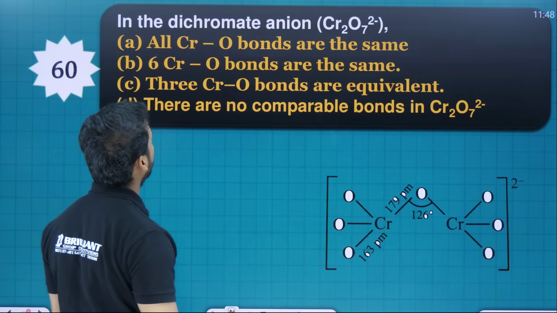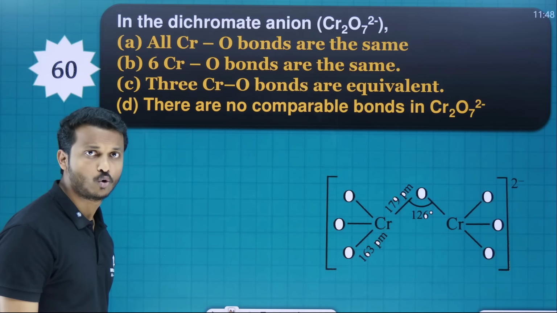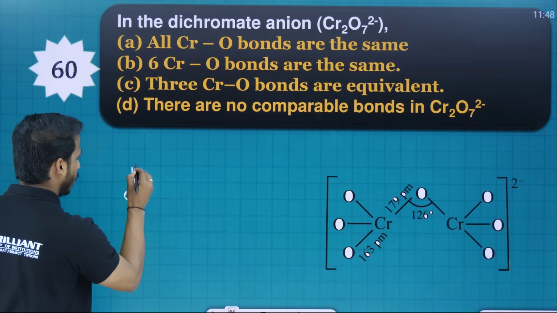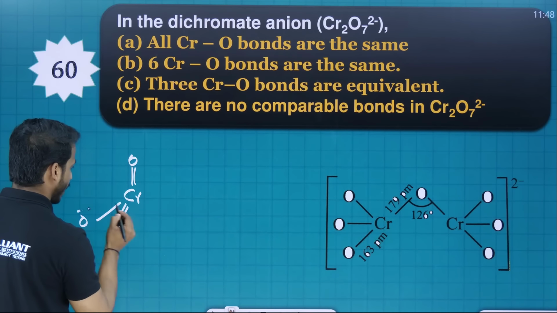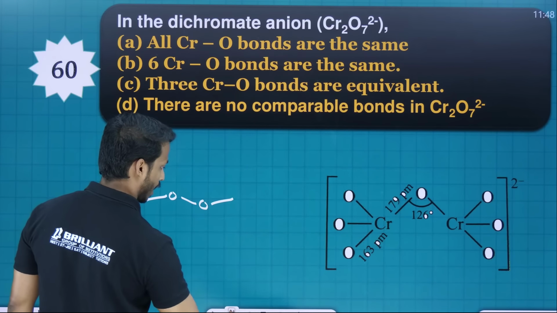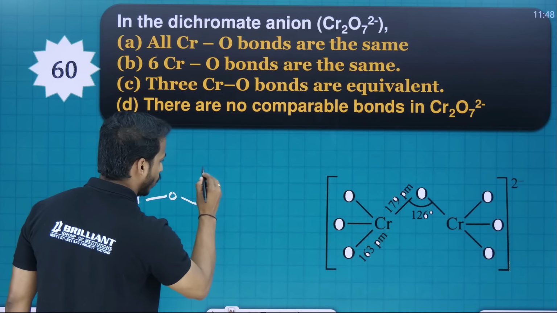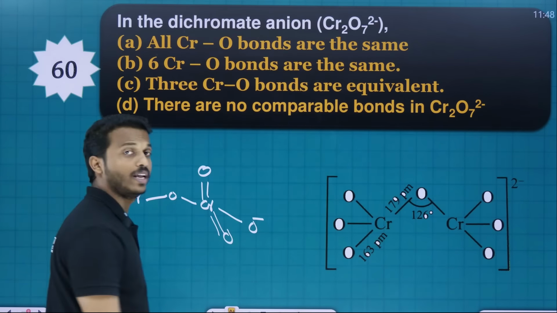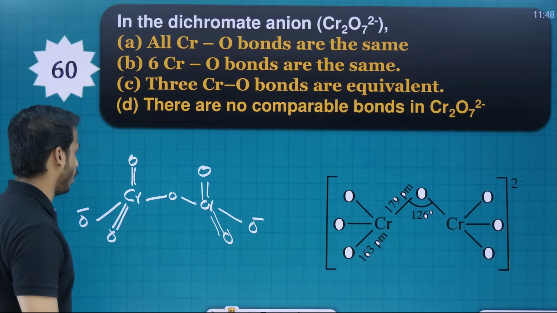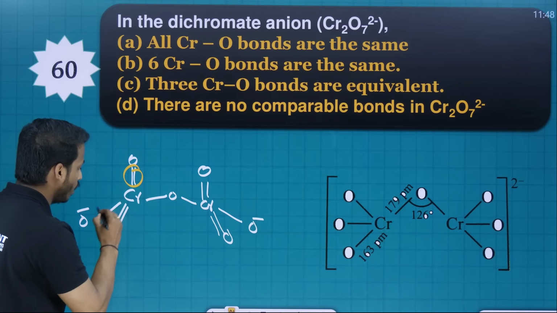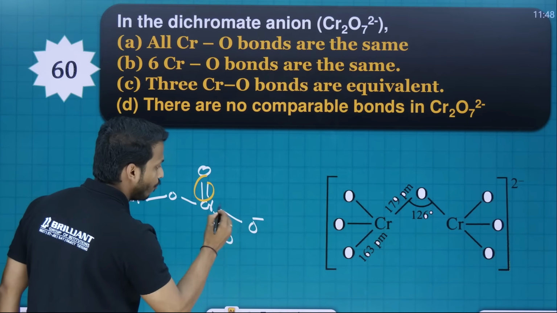In the dichromate anion, Cr2O7 2 minus, its structure we already noted like this: Cr double bond O, O minus, and so on. This is the structure of the dichromate ion. Dear all, in dichromate ion, be careful about the bonds. Can you see these 6 bonds? 1, 2, 3, 4, 5, 6.